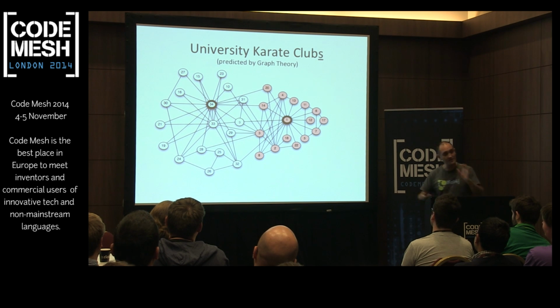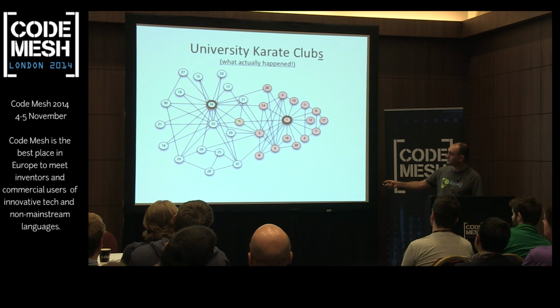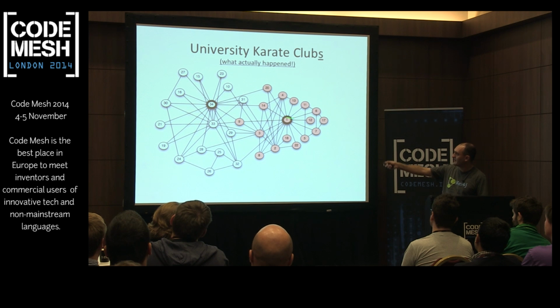No, I'm kidding. So this is really interesting. Graph theory is good at predicting, but don't bet your pensions on it, because what graph theory didn't know was this. Number 9 is clearly more embedded in the network of the professional instructor. He has more friends and colleagues and is directly connected. But student 9 ends up staying with the student president.